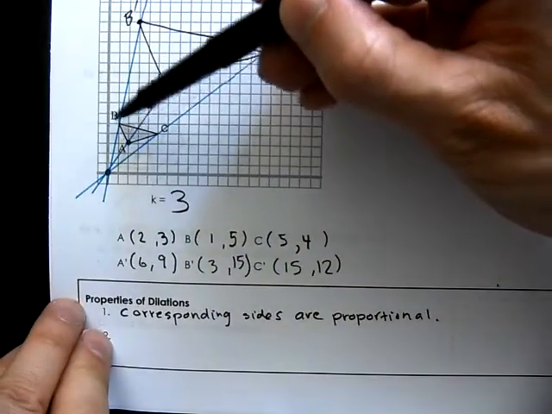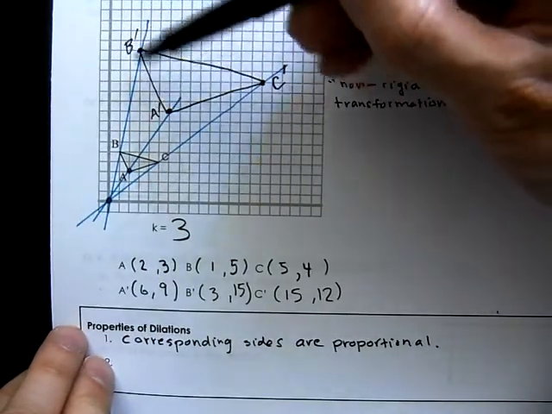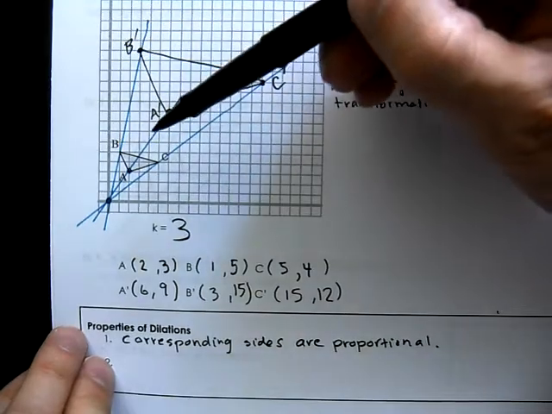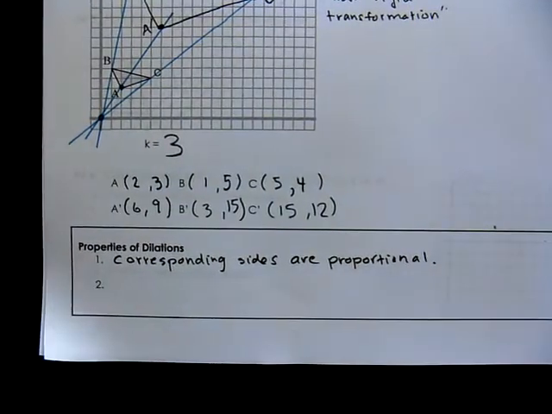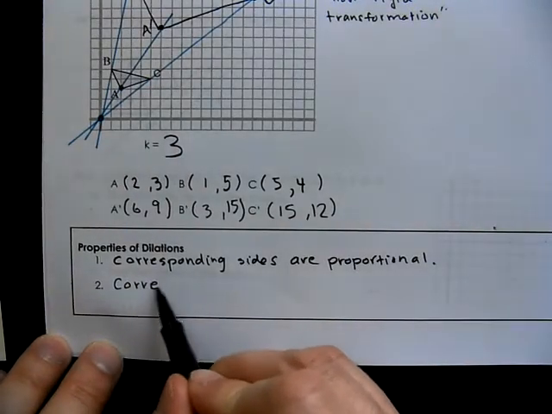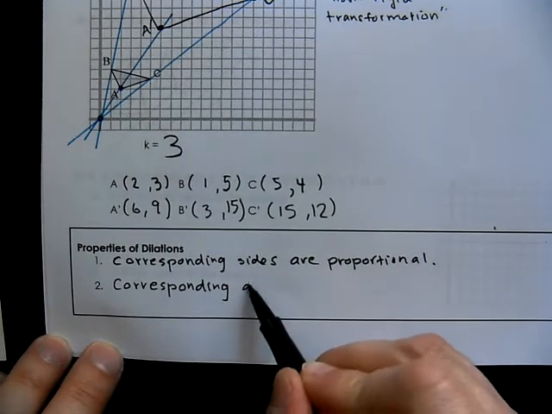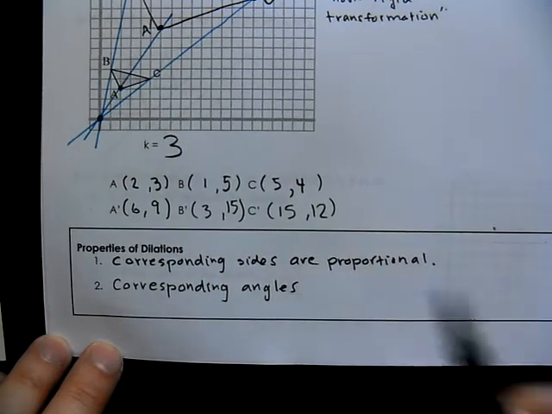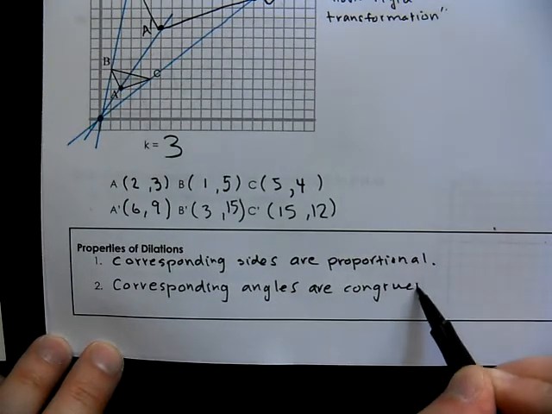Let's talk about that. We haven't proved it, but proportional means that they would be scaled up by the same scale factor. So if we actually measured this length and its corresponding side, we would find this length to be 3 times bigger. That's what we mean by proportional. If we measured the length from A to B, then the length from A prime to B prime will also be 3 times bigger, because that's the scale factor, because they are proportional. Each pair of corresponding sides will create the same scale factor. Also, corresponding angles are congruent.